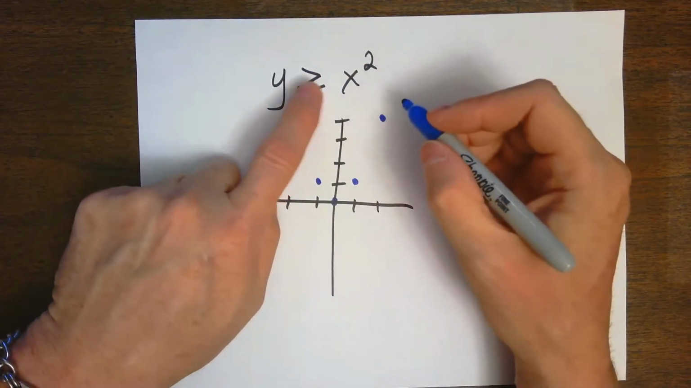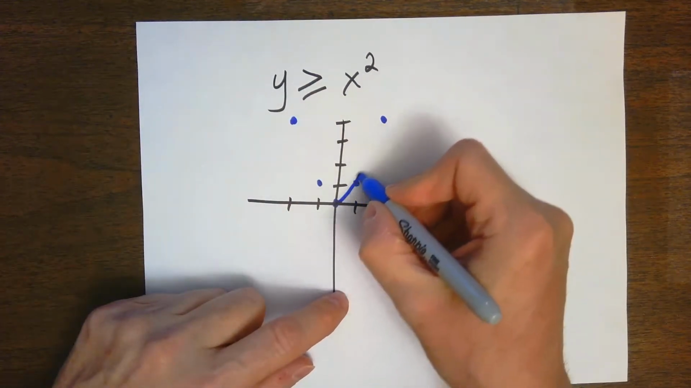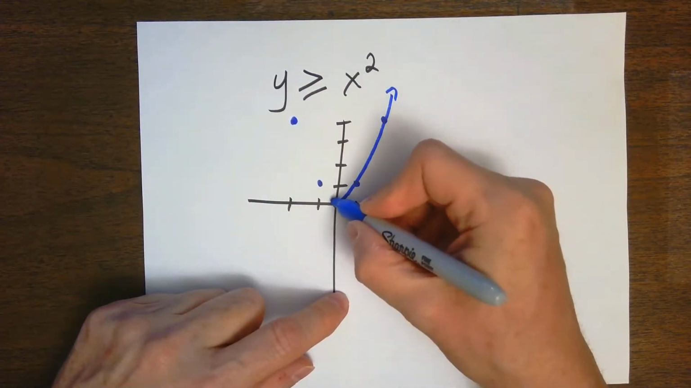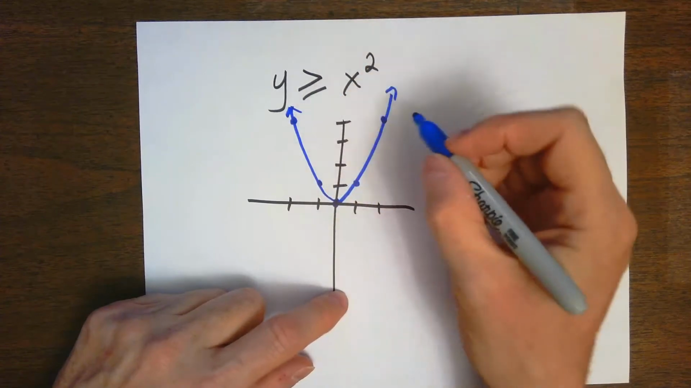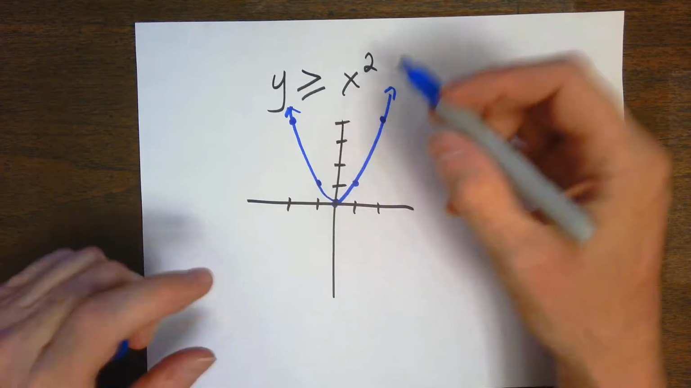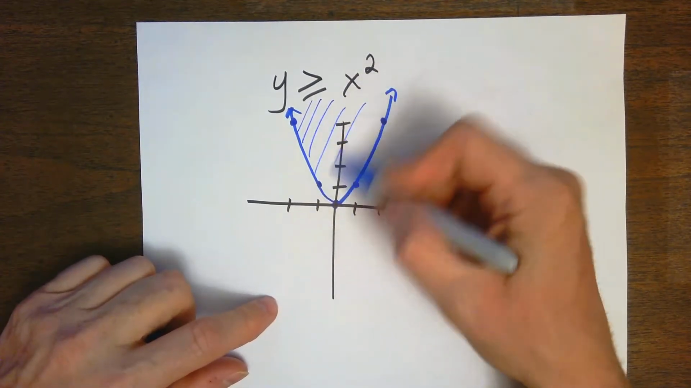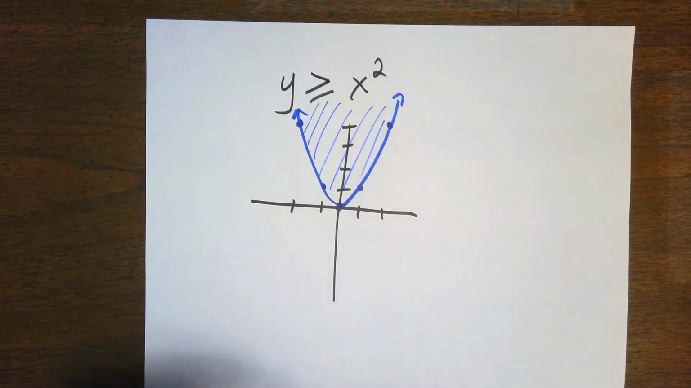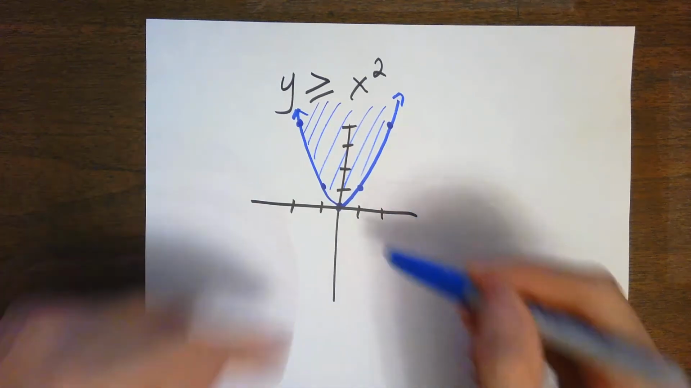Solid line or a dotted line? Oh, it's or equal to, so solid line. There's my parabola. But I'm not done because it's an inequality. Y is greater than the parabola, bigger than the parabola, which would be all the stuff inside there. If it was less than, it would be on the outside.